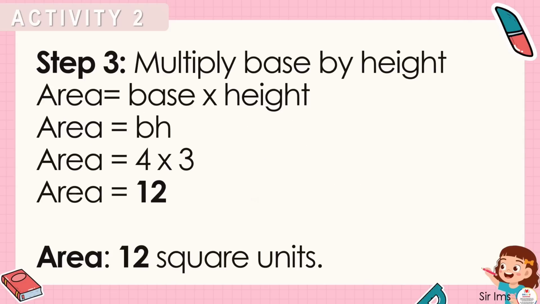Step 3, multiply base by height. So area is equal to base times height. The base is 4 and the height is 3 units. Multiply 4 by 3, that would be 12. So the answer, or the area, is 12 square units.